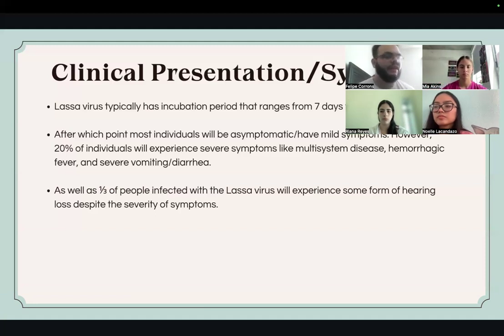Interestingly enough, however, whether facing severe or mild symptoms or even being asymptomatic, one third of individuals infected with Lassa virus will experience some form of hearing loss, whether it be hearing loss in a single ear, like slightly less ability to hear, or complete deafness. Next slide, please.